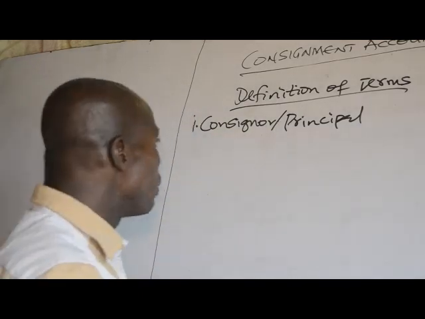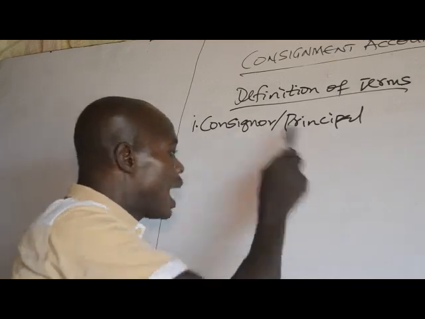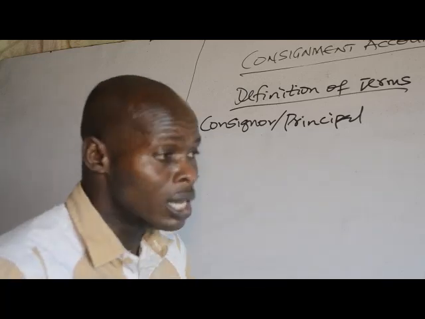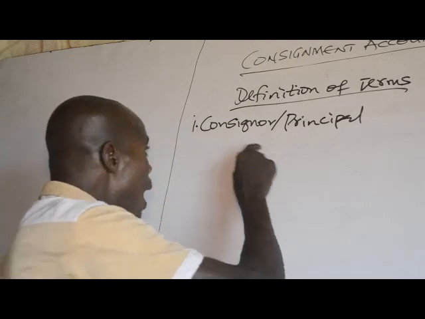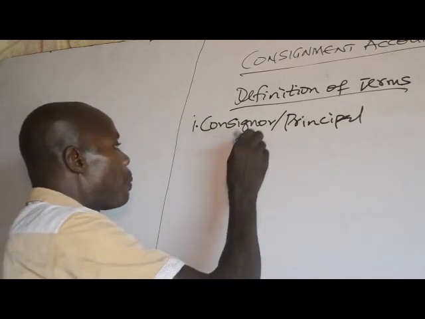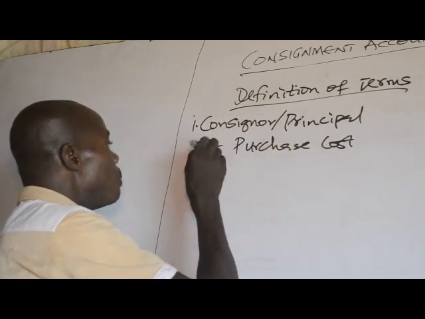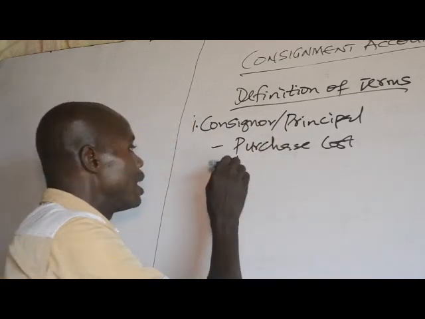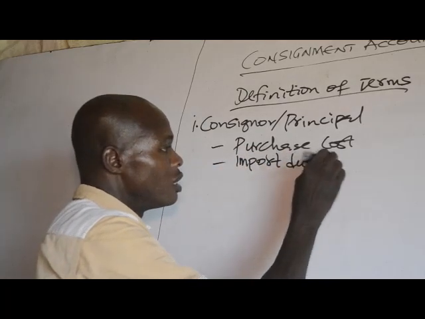The consignor, the principal, will be the one that will procure the goods. That is, the consignor buys the goods and then sends them to the agent for sales. So the principal, upon purchase of the goods, will incur the purchase cost of the goods, and some expenses will be incurred by the consignor, expenses like import duty and others.